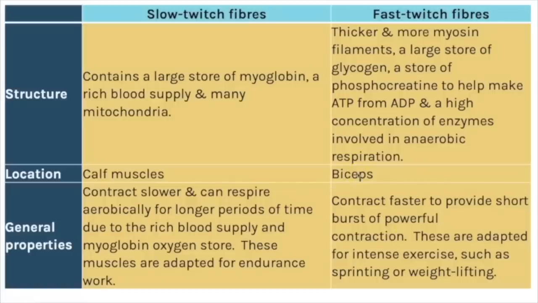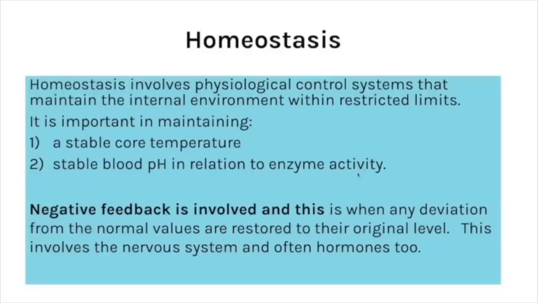So the last bit in this topic is homeostasis. And this involves physiological control systems to maintain your internal environment within set restricted limits. And the examples that you need to know are maintaining the core body temperature and maintaining the blood pH as well in relation to enzyme activity. Now, for those two, you don't really need to know much of the details. It's just knowing that those two conditions are controlled, and you'd need to know why in terms of the effect it has on enzyme activity.